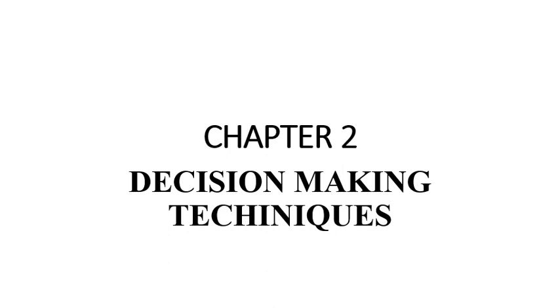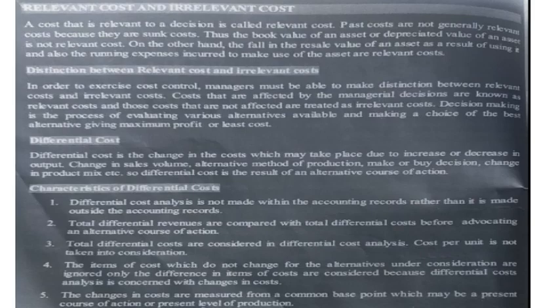Before we learn decision making techniques, we need to know the basic definitions, like what is relevant cost and what is differential cost. Then we will get into the different decision making techniques. So, relevant cost and irrelevant cost. A cost that is relevant to a decision is called relevant cost. Past costs are not generally relevant cost because they are sunk cost.